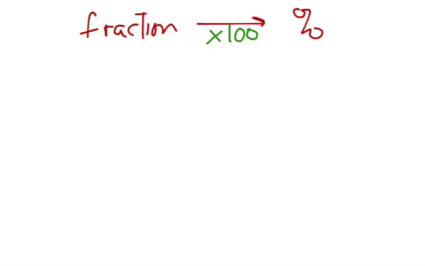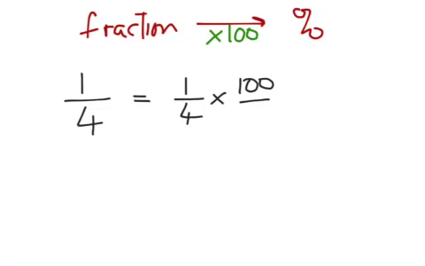And the reverse is true as well. When we want to go from a fraction to a percentage, we do the reverse procedure. Instead of dividing by 100, we multiply by 100. So if I take this first example, 1/4, if I want to turn that into a percentage, I say a quarter multiplied by 100. And to do that, I'm going to write it as 100 over 1.